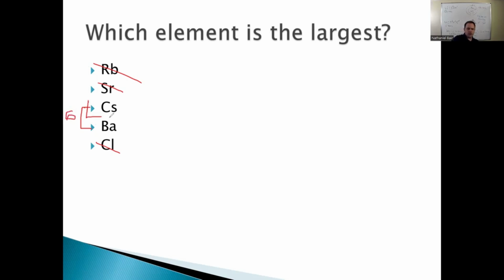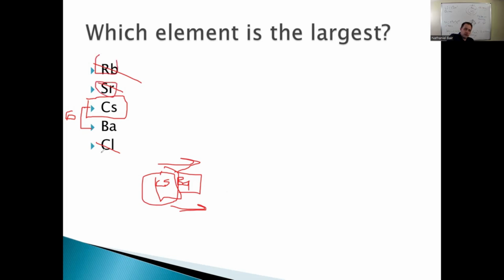Now, who's going to be the biggest? The answer is cesium. Remember, as you go across from left to right, cesium's chilling here, and then barium chilling right next to it. As you go from left to right, they actually get smaller. So cesium is the biggest. If we were going to rank them, cesium's the biggest, then barium, then rubidium, then strontium, and then chlorine is a baby, all the way up there in period 3.